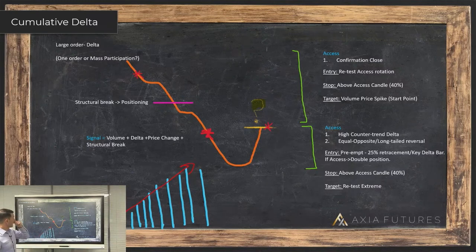Okay, how this works, where to start: in order for the cumulative delta strategy to work, we need a number of different characteristics. Okay, so first off, we need to see mass participation. Okay, so we need to see quite a lot of volume. Why? Because a lot of volume tells us there are a lot of people interested in this trade. Okay, we also need to see a structural break. Why? Because a structural break is nothing other than when we take out key areas of interest in the market.